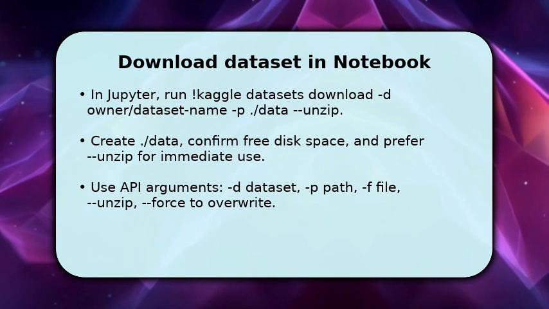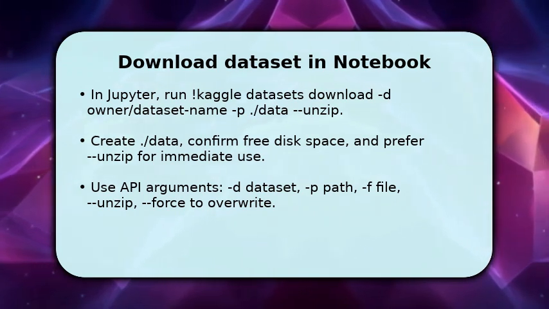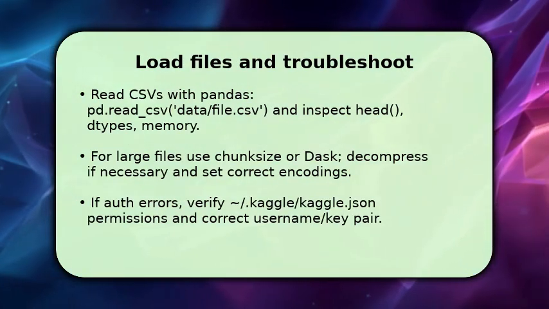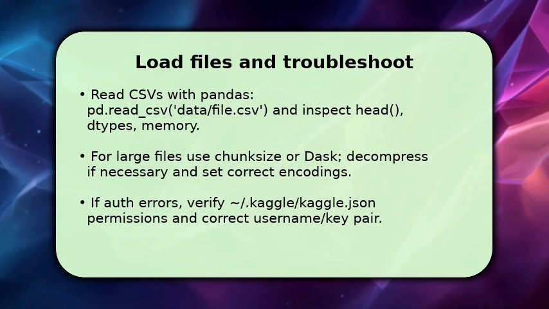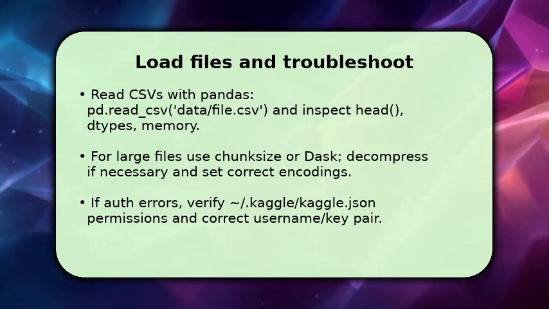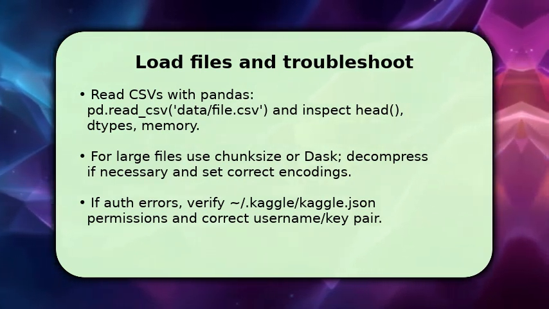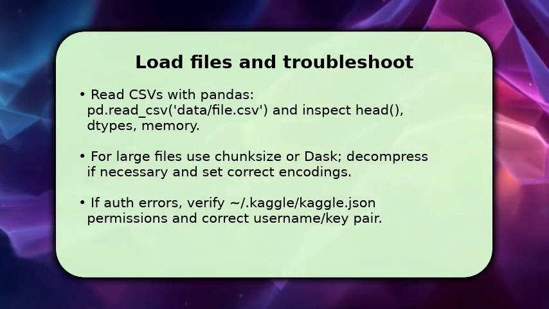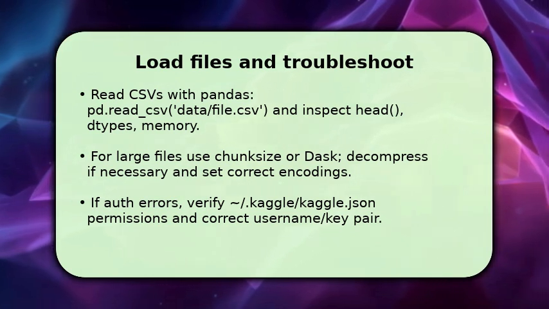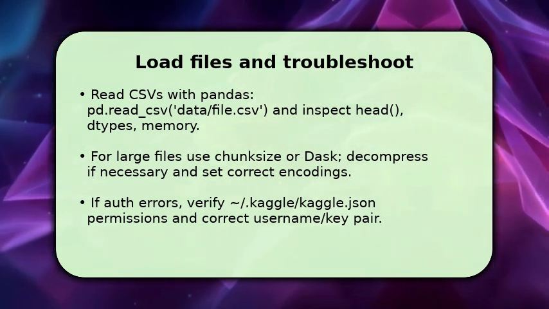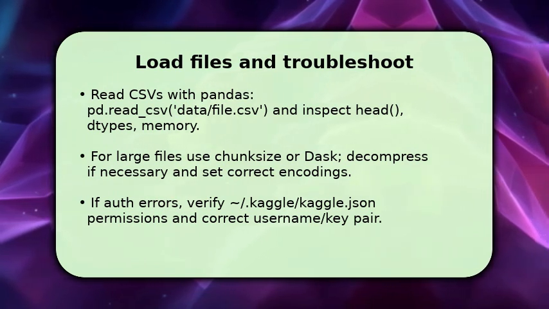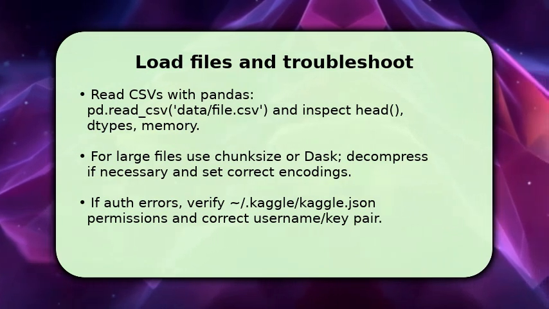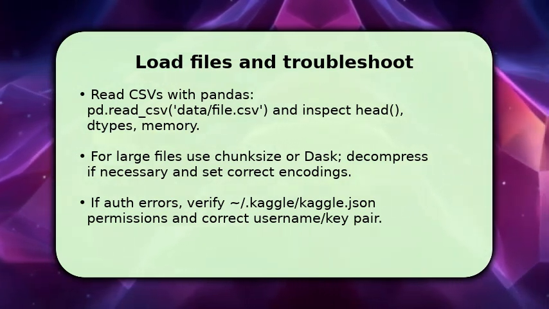This approach keeps everything in your project folder and ready for pandas. You finish by loading and verifying the data in notebook cells. Use pandas: df = pd.read_csv('/data/file.csv') and then df.head() to confirm columns and types. For large datasets, prefer chunksize or Dask to avoid memory issues. If files are zipped, ensure they were unzipped or use zipfile to extract. If something fails, check the kaggle.json location and permissions, and confirm the API key matches your account. Fixing that usually resolves authentication errors quickly.